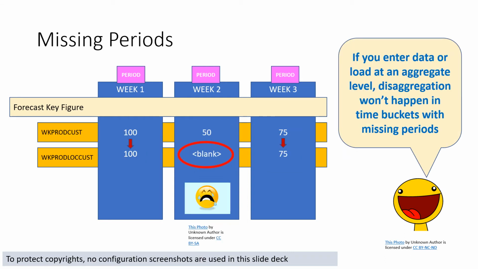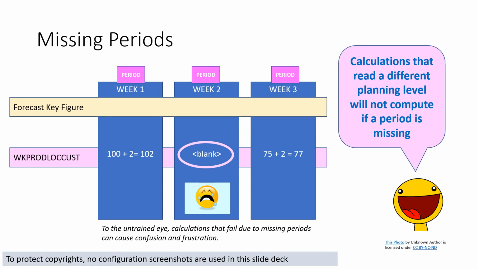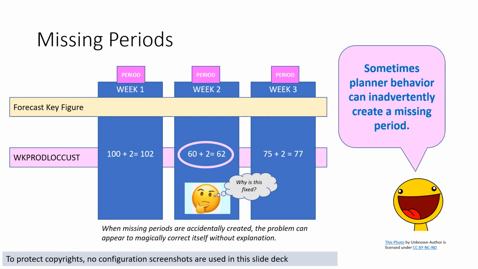If you enter data or load at an aggregate level, disaggregation won't happen in time buckets with missing periods. Calculations that read a different planning level will not compute if a period is missing. To the untrained eye, calculations that fail due to missing periods cause confusion and frustration. Sometimes planner behavior can inadvertently create a missing period. When missing periods are accidentally created, the problem can appear to magically correct itself without any explanation.